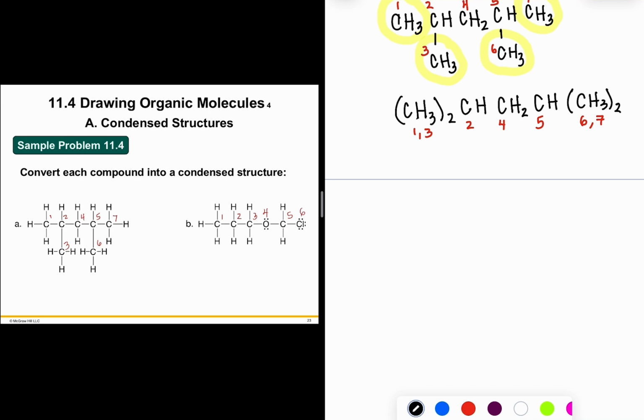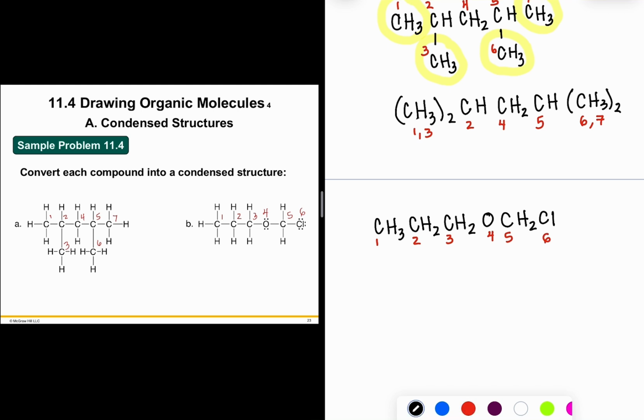I'm going to keep all the atoms that are in a line and connected to each other with numbers. So I'm going to do this one. It's H, or we'll do CH3. Number one is CH3. We have a CH2 and another CH2. And then I have an O. And then I have a CH2Cl. I'll number these: 1, 2, 3, 4, 5, and here's your chlorine.